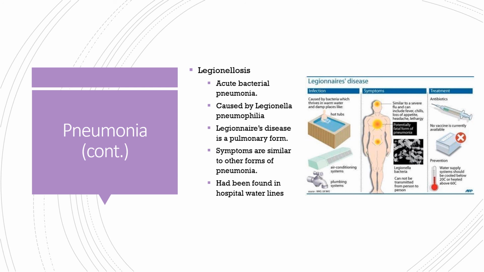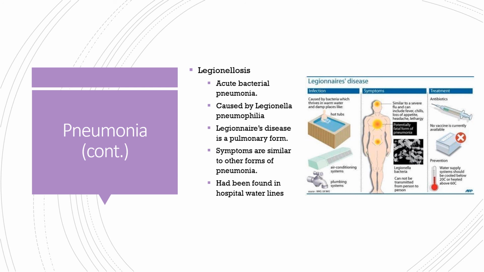Since then, the organism has been found in hospital water lines, and as a result, facilities engineers have changed the water temperature of the hot water lines to prevent the bacteria from growing. It is also resistant to low levels of chlorine, and water that sits around at lower temperatures should be routinely tested for this bacteria. In regards to symptoms, they're similar to those of other forms of pneumonia.